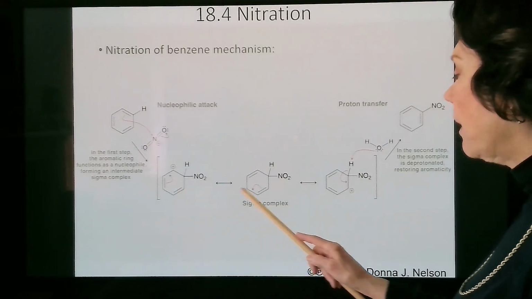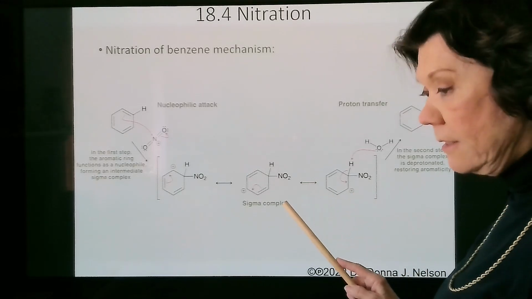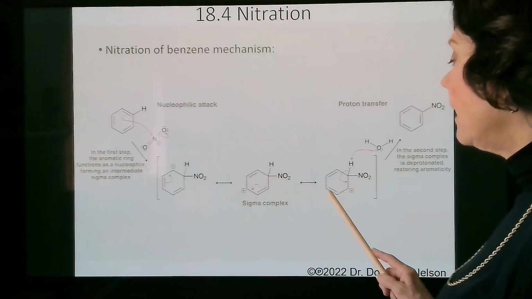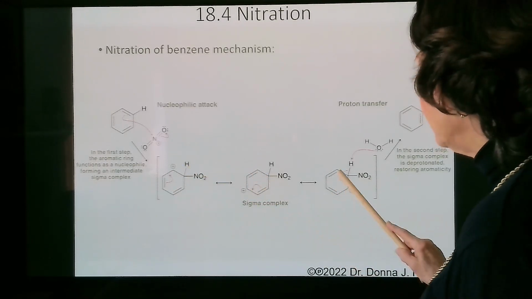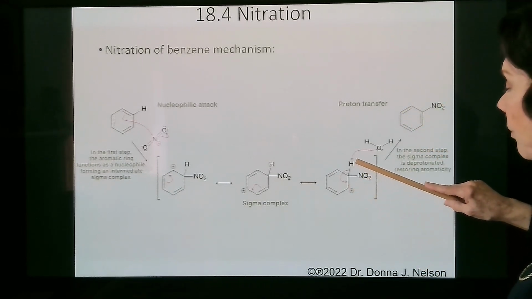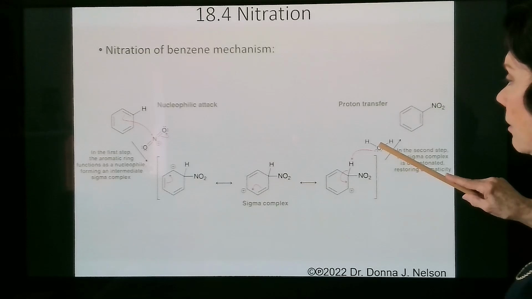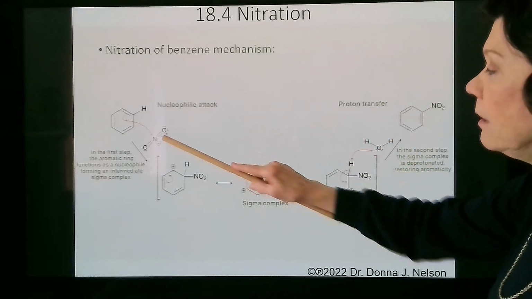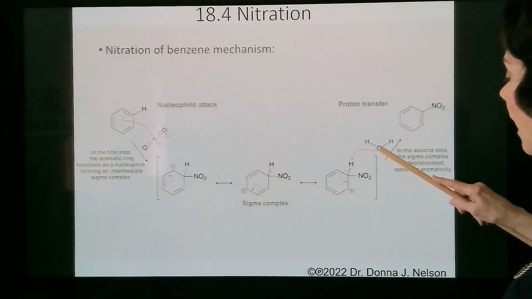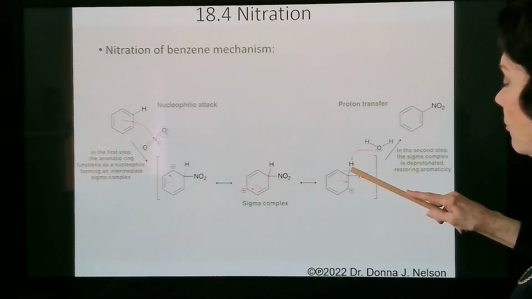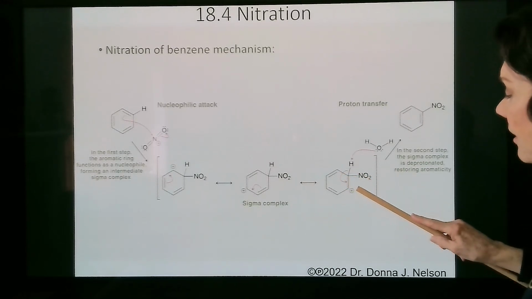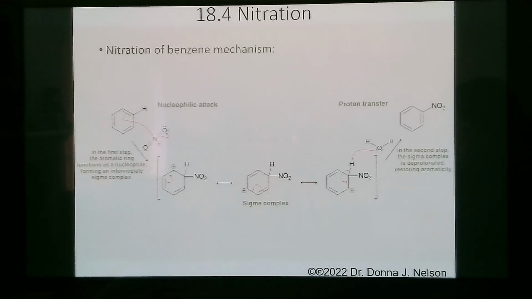And so this is the sigma complex that is generated, again, as in all of the other electrophilic aromatic substitution reactions. The positive charge migrates around the ring. Then the sigma complex is deprotonated using water. This water was generated when the nitric acid lost water. So now the water plucks off a proton, the pair of electrons moves back in to the ring, regenerating aromaticity and satisfying the positive charge.